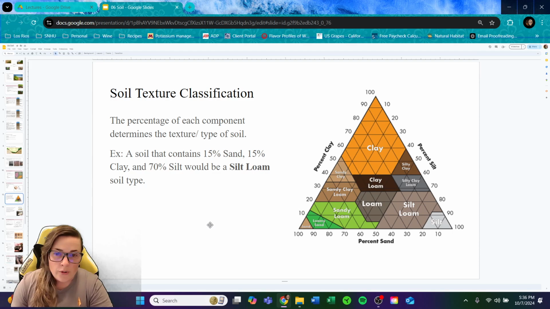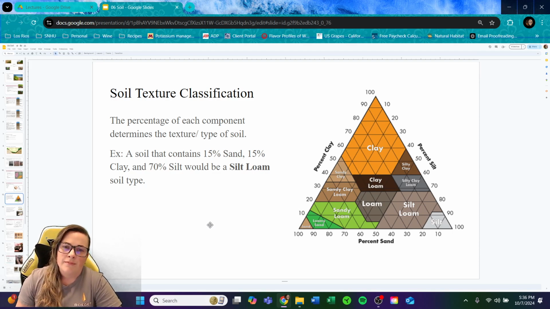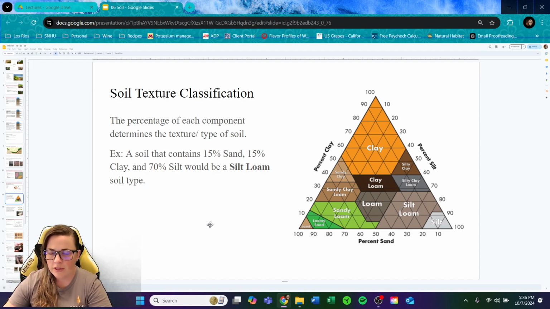So we've seen this before. This is a texture chart or texture table, and you would determine your soil texture by finding out the percentage of each type of component in your soil sample. So a soil that contains 15% sand, 15% clay, and 70% silt would be silt loam, right?